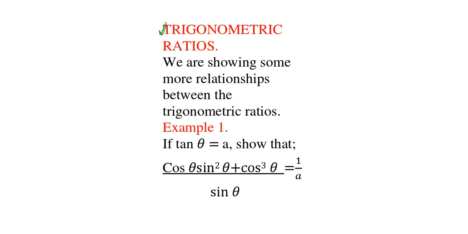Trigonometric ratios. In this lesson, we are showing some more relationships between the trigonometric ratios. So in our example 1, we are told to show that cosine theta sine squared theta plus cosine cubed theta over sine theta is equal to 1 over a, where a is given as tan theta. So here we are supposed to show that the left hand side is equivalent to the right hand side.